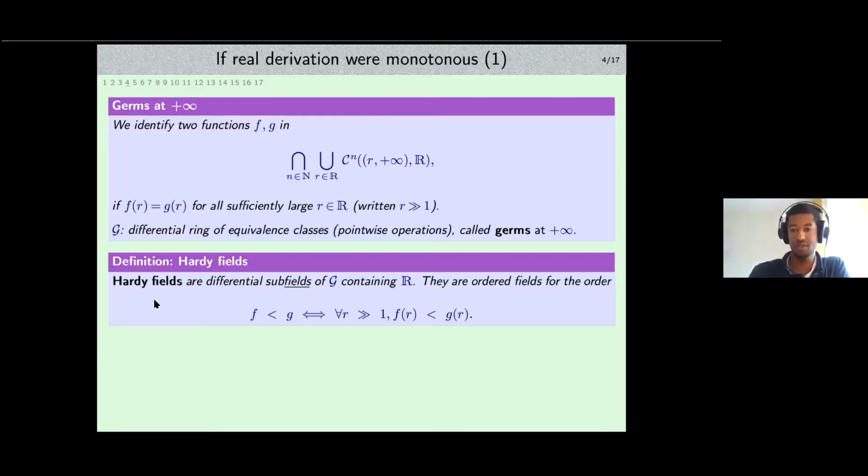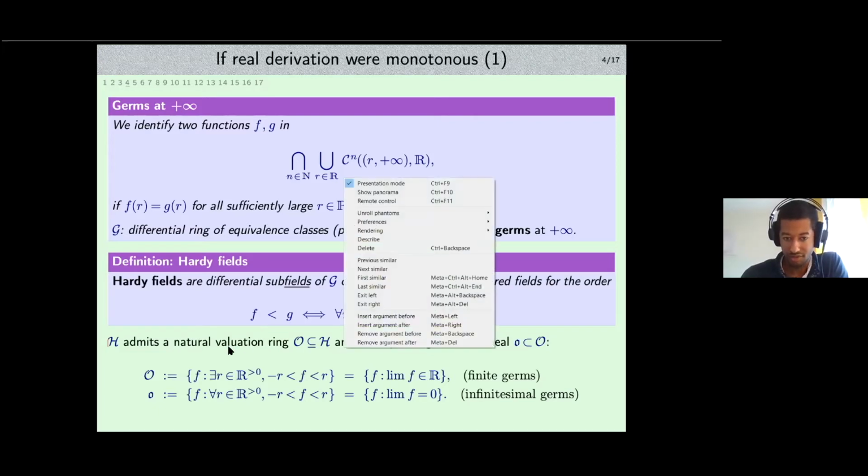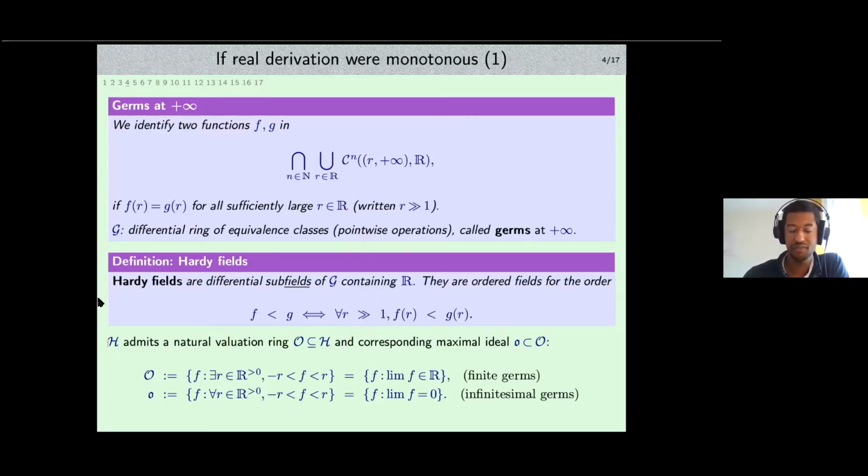And so using this, we can first describe the valuation ring of such a Hardy field. That is, in the context of valuation theory, the germs that are finite, meaning that they are bounded by some constant function. And this is the same as asking the limit to be a finite one. And so this is a valuation subring of H, and the maximal ideal is described by taking functions whose limit is zero, which I call infinitesimal.